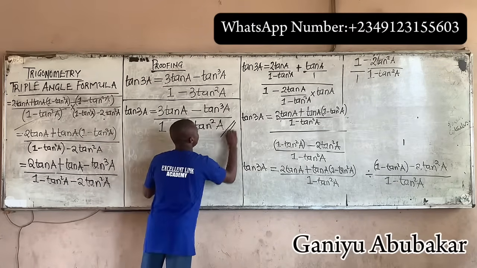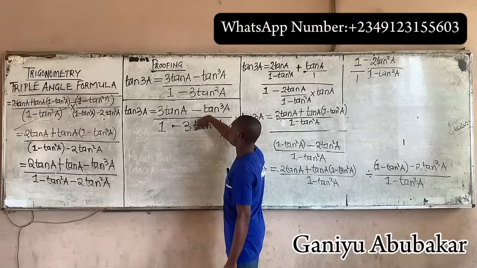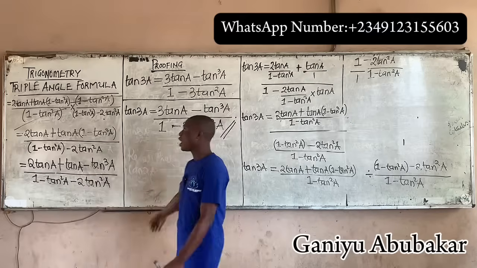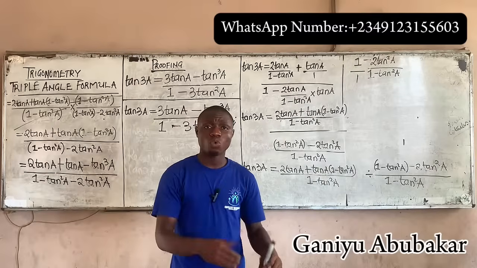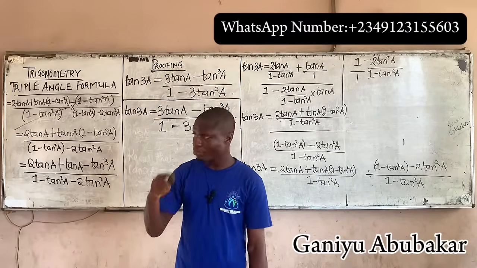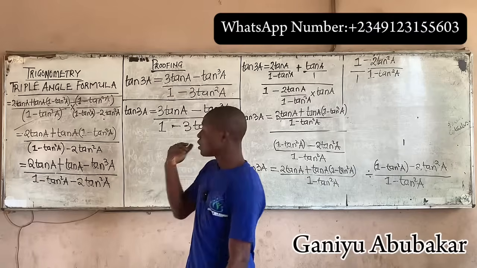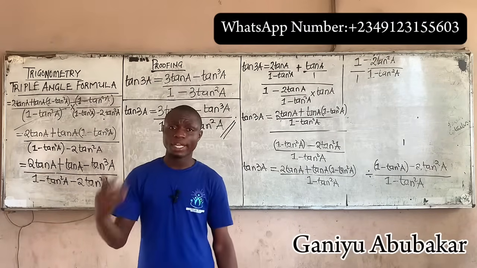This becomes the proving of tan cube A. Observe this and this, they are the same thing. So it becomes how to prove tan 3A as being equal to 3 tan A minus tan cube A all over 1 minus 3 tan squared A.